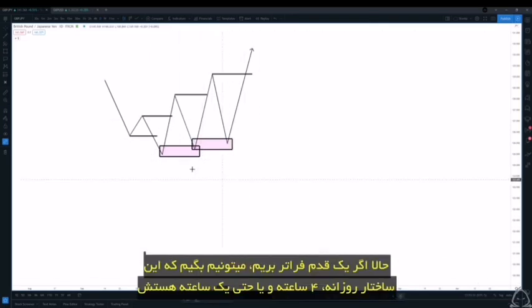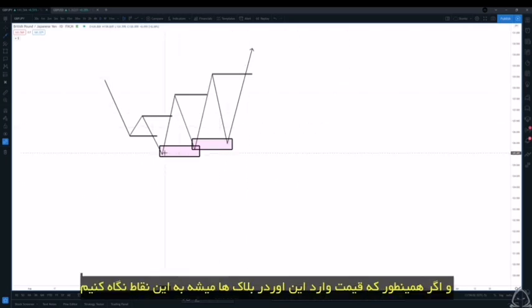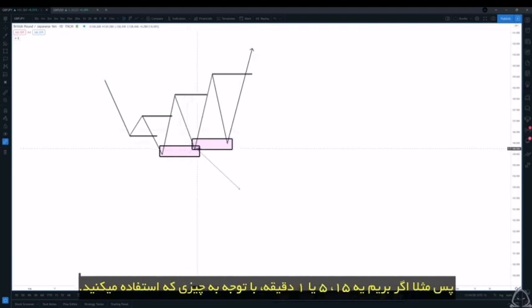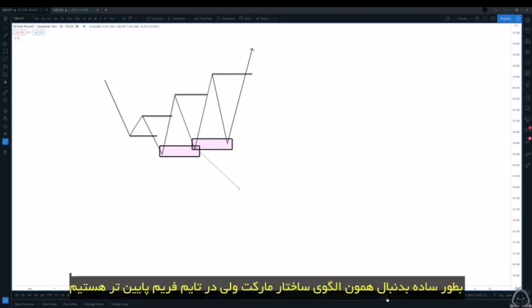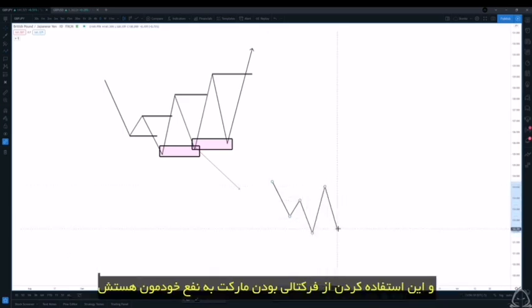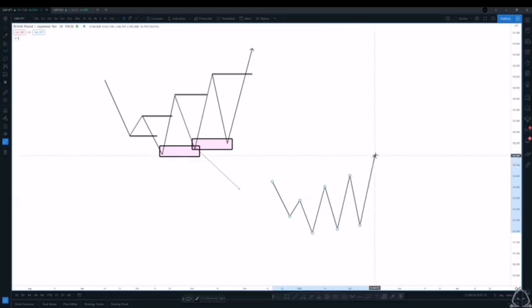Now, if we take this a step further, say that this is either the daily or the 4-hour or even the 1-hour market structure. This is what's happening as price taps into this order block. Say we drop down to a 15, a 5, or a 1 minute chart, depending on what you use. Basically what we want to look for is the same market pattern, just on a smaller time frame. And this is taking advantage of the fractal nature of the markets.